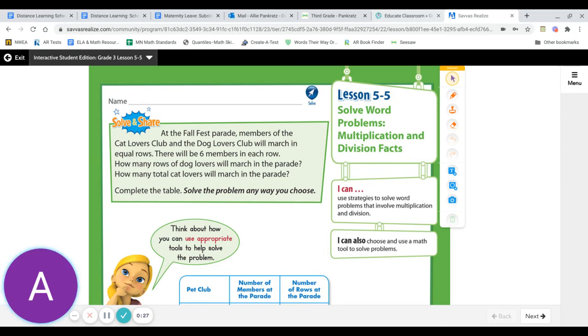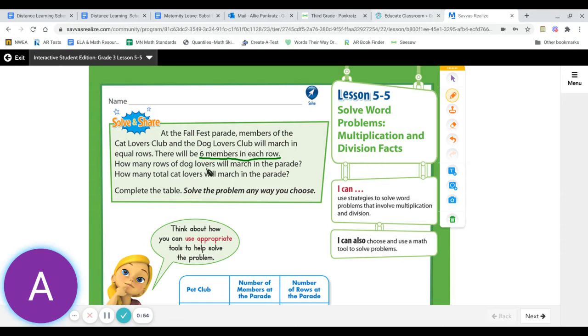When you think of tools, we can think about multiplication, division, bar diagrams, pictures, equations, all these different strategies we've been practicing to solve the problem. Let's look at our word problem. At the Fall Fest Parade, members of the Cat Lovers Club and the Dog Lovers Club will march in equal rows. There will be 6 members in each row. I'm going to underline that part because I know it will be important to solving the problem later on.